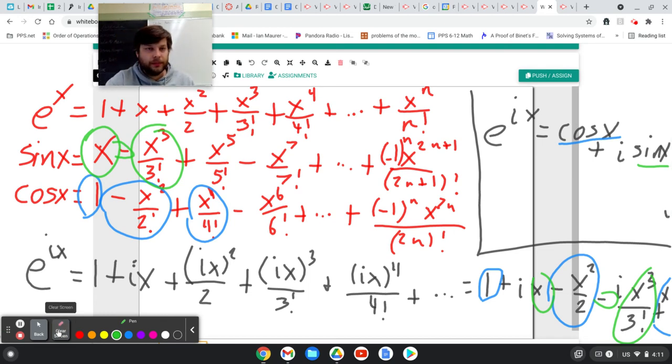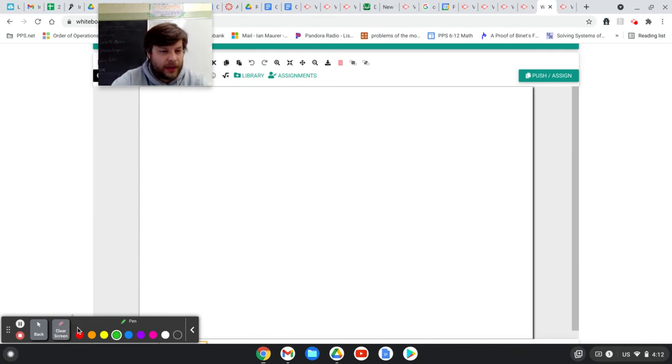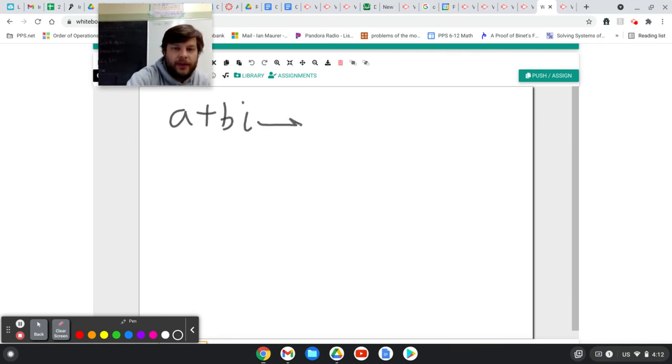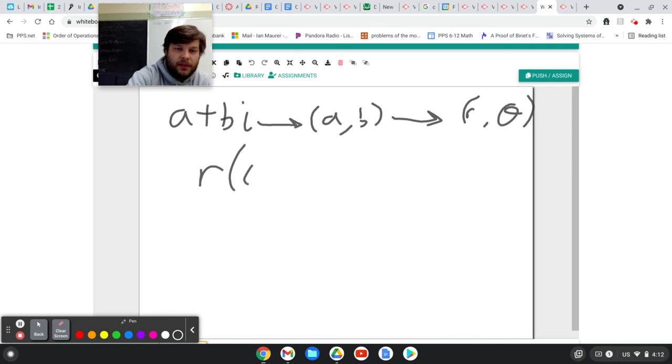I'm going to clear the screen here. We talked about in the other videos how you can take any complex number as a plus bi. You can think of that as a point on the plane, (a, b), and you can represent that in terms of r and theta. And then we talked about how, if you can represent it in terms of r and theta, you can write it as r times cosine theta plus i sine theta.